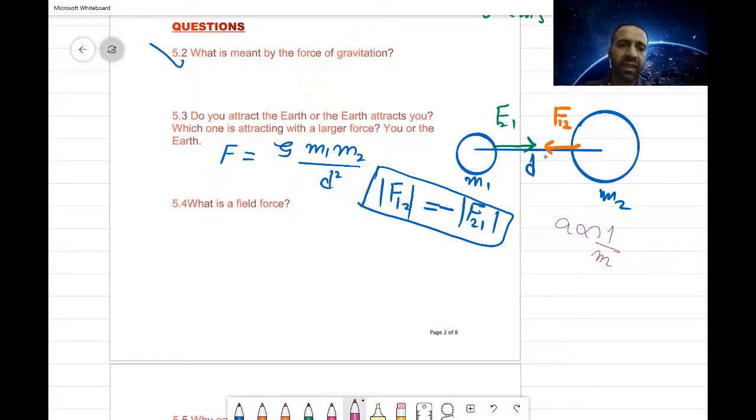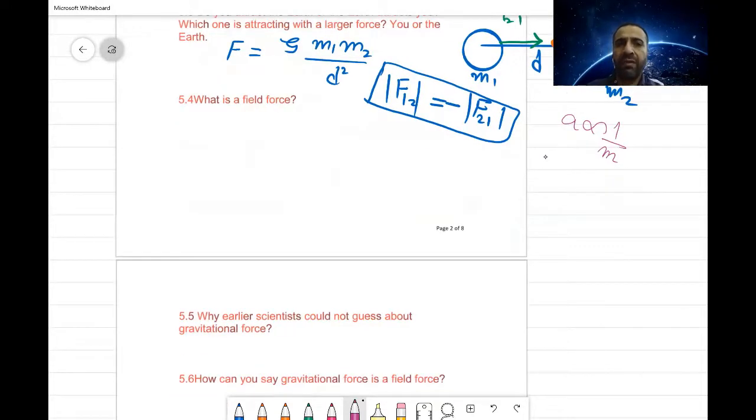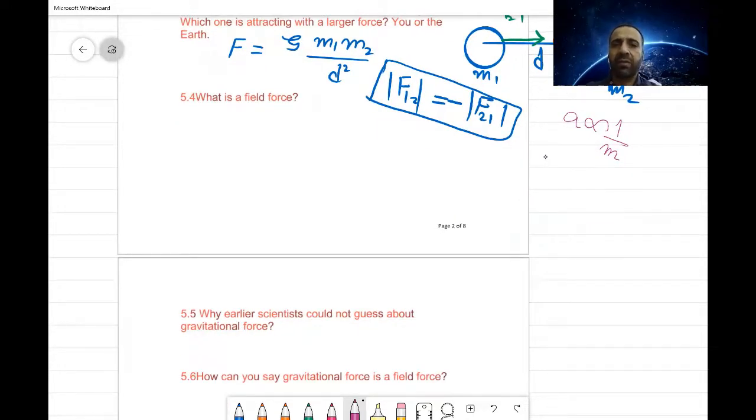The next question is, what is a field force? If you remember, I told you that a field force is the force which exists all around the body, and it is the force which acts at a distance. It is a force which requires no physical contact. It acts at a distance, so that is usually a field force. And this is what I explained in my lecture. So I think no more comments on this.